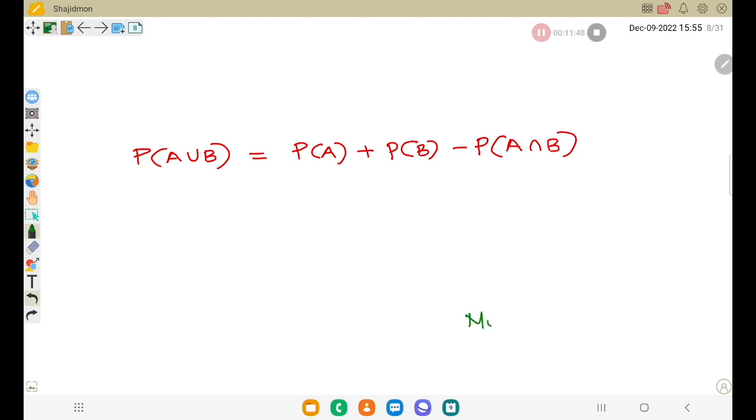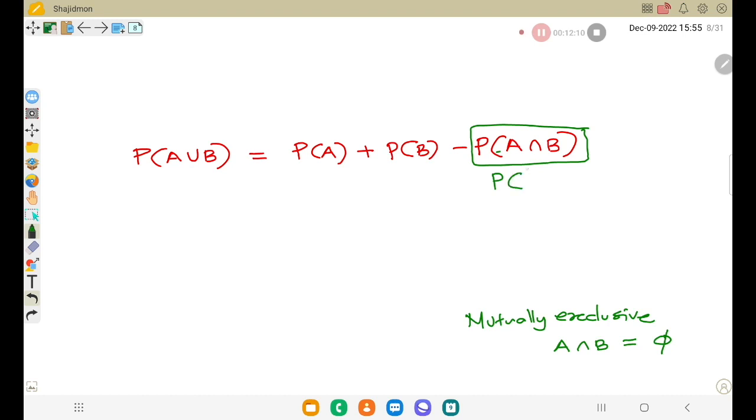Now, two events are mutually exclusive, correct? In the last recorded class we studied what mutually exclusive means: A intersection B should be equal to the empty set, correct? So what happened to the value, the probability of A intersection B? It becomes the probability of phi. What is the probability of phi? It is 0, correct? That means this term becomes equal to 0 if the two events are mutually exclusive events.